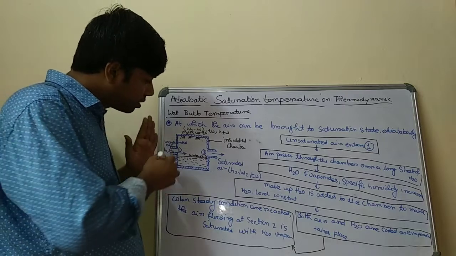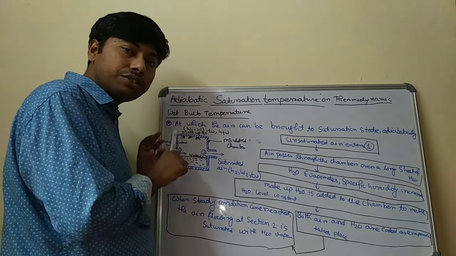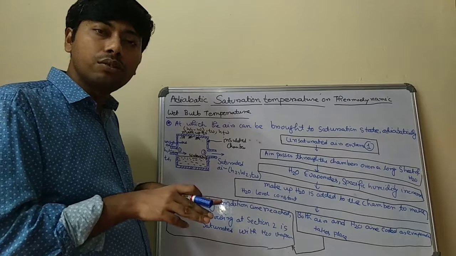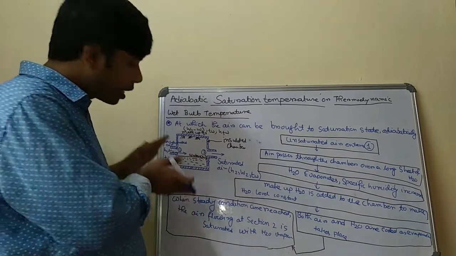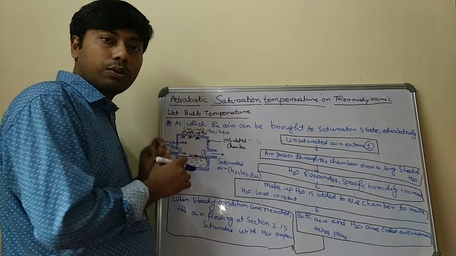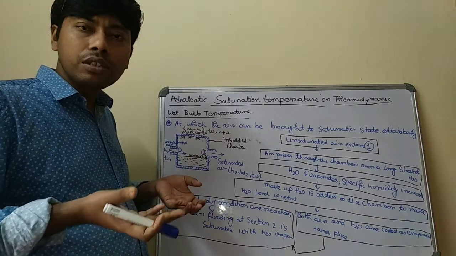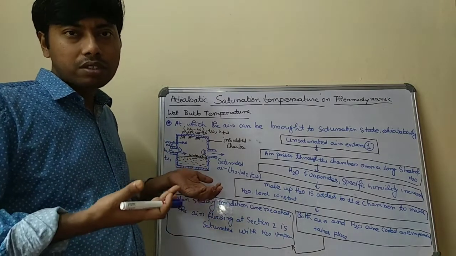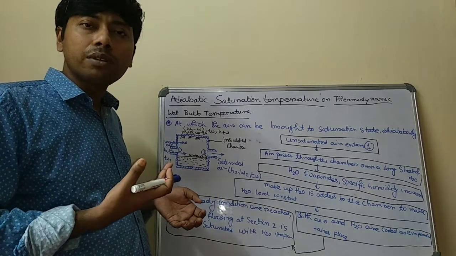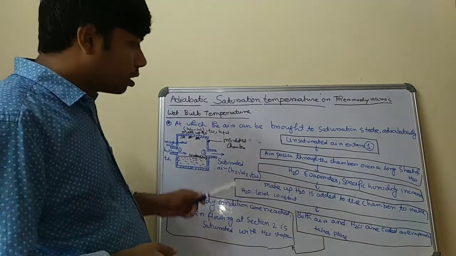So at those initial conditions, when no evaporation process takes place in unsaturated air, the specific humidity value is comparatively less than when the air passes over the water and the evaporation process takes place. Obviously the specific humidity increases because the amount of water vapor also increases, right? So this part is also covered now.